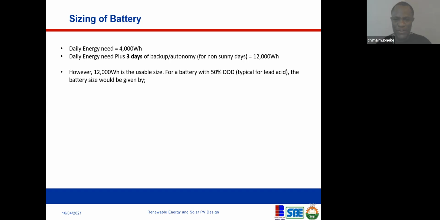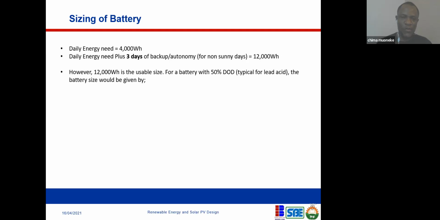I don't know if for some of you this is the first time you're hearing about depth of discharge. So for the benefit of those who are not familiar with it, I'm just going to do a brief explanation. When you charge the battery up to 100%, it's not always advisable to discharge it 100%. If you discharge it 100%, in most cases you damage that battery. It becomes difficult for it to pick up and come back to 100% charge.